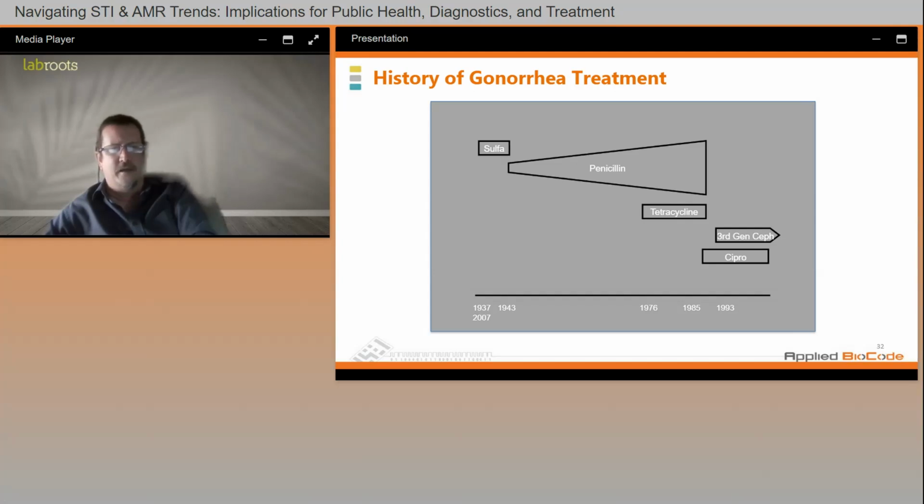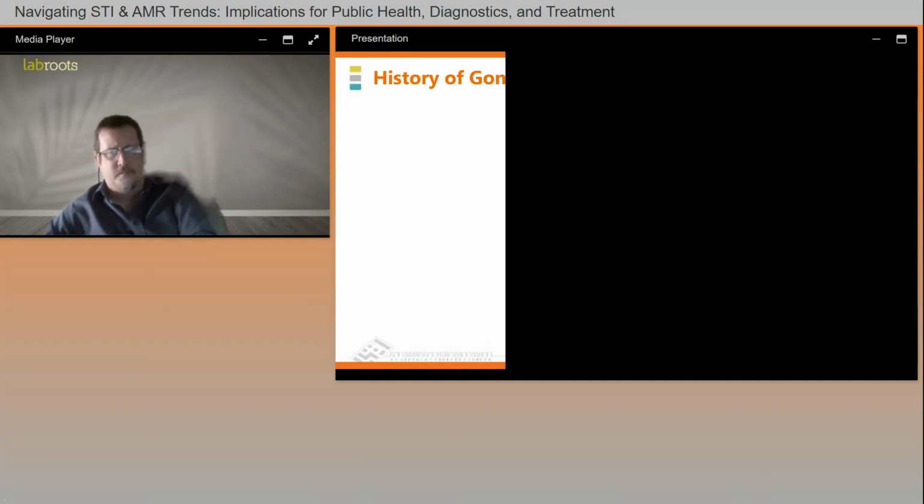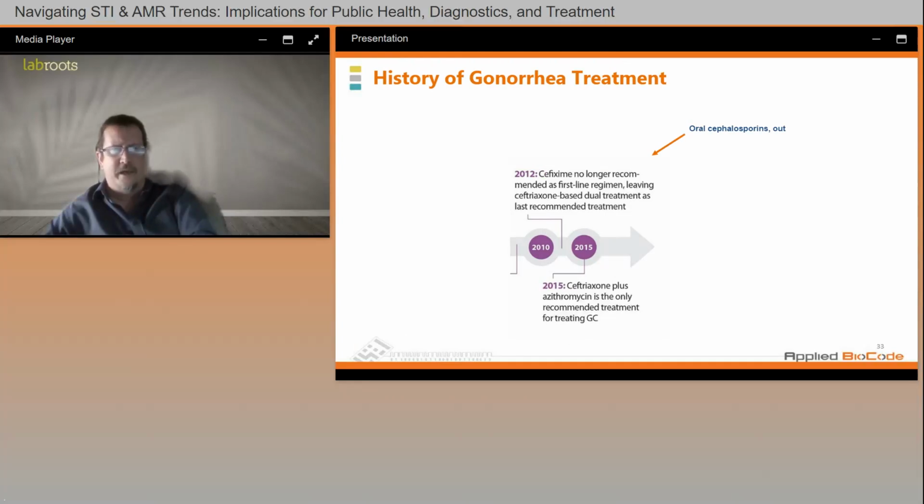We went to tetracyclines and we lost those in about 10 years. We went to fluoroquinolones, ciprofloxacin being the drug of choice, and lost those, depending on where you lived, right around the year 2000 or maybe a few years later. And then we went to third generation cephalosporins. When we talk about cephalosporin drugs, which is where we're at now for treating gonorrhea, we have both oral and injectable cephalosporins. If we drill down, in 2012 we started to see a significant amount of resistance to oral cephalosporins in the world and a little bit in the United States.